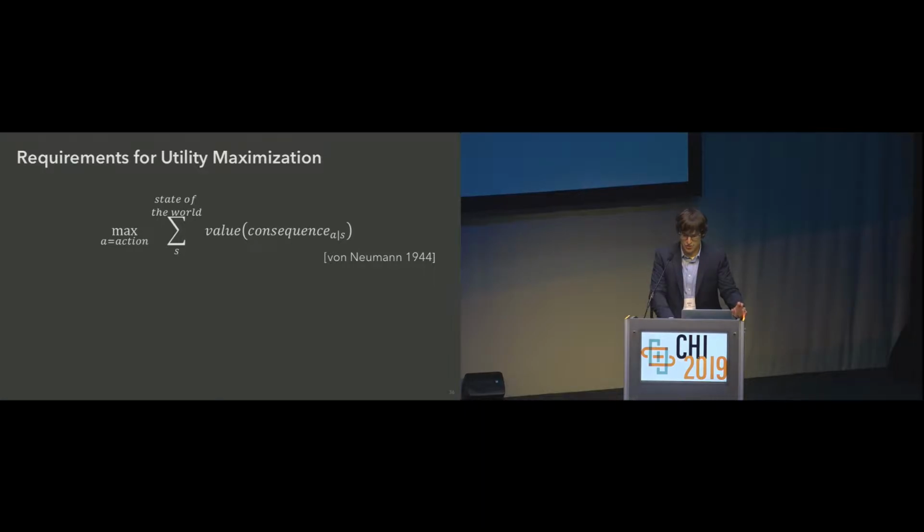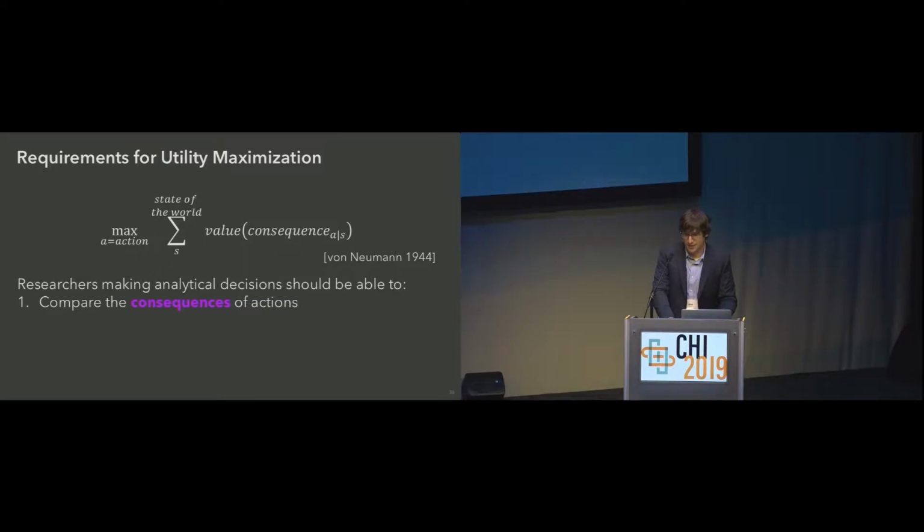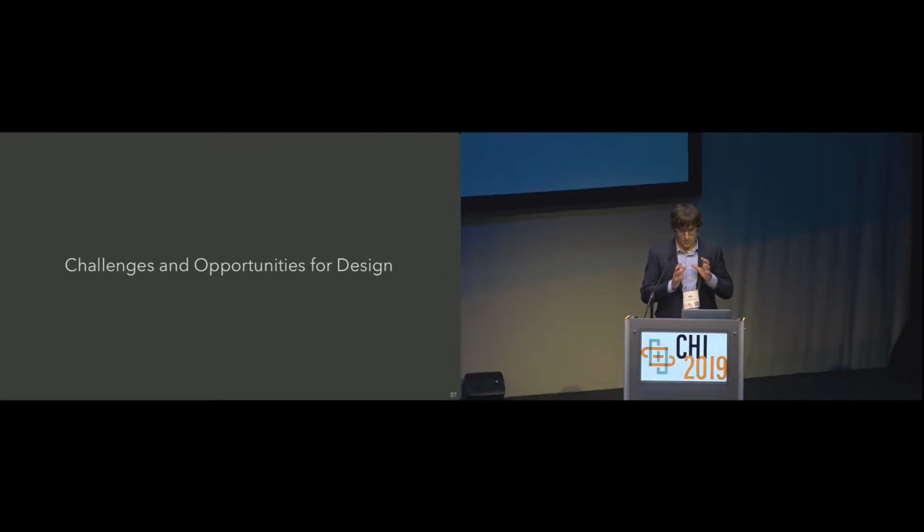Utility theory posits two fundamental requirements for decision making, which we can draw on to think about the design of interactive systems. To ensure that they maximize utility, researchers should be able to compare the consequences of their actions, and they should be able to identify the value that they place on those consequences. So we found three challenges and corresponding opportunities for designing support for research synthesis.